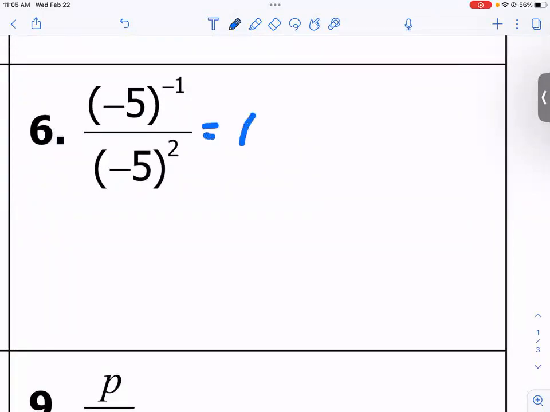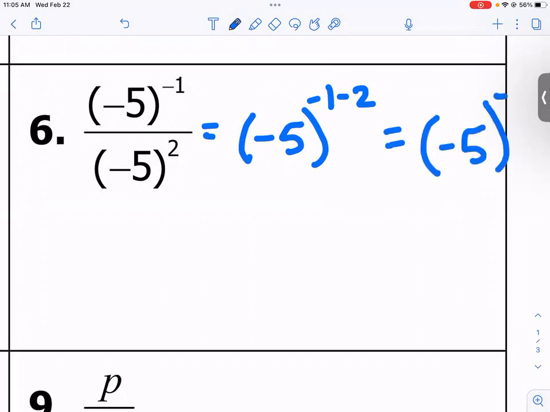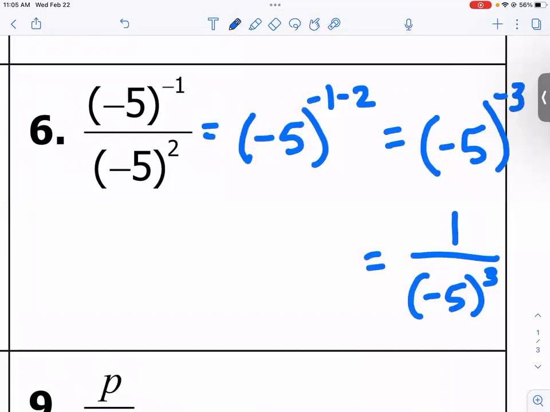Okay. If we subtract our exponents, we have negative 1 minus 2. So what's our exponent? Negative 3 would be our exponent. Bennett, am I going to allow you to leave your answer like this? No way. Please rewrite it so that your exponent is positive. So you need to rewrite it so that it comes downstairs to the denominator as a positive 3 exponent.